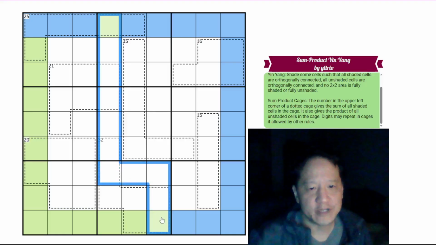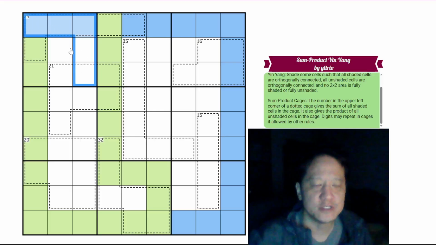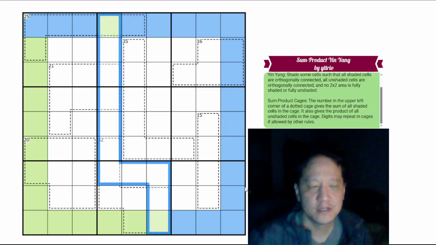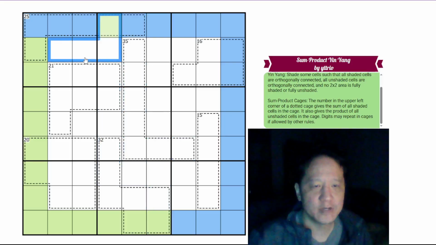So you try to orthogonally connect the green region in some way. That means this blue region's definitely blocked from connecting to the rest of the blue region. Try connecting this way. Obviously, it's the same thing. Connecting this way, it just doesn't work.